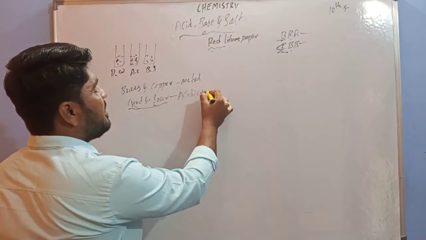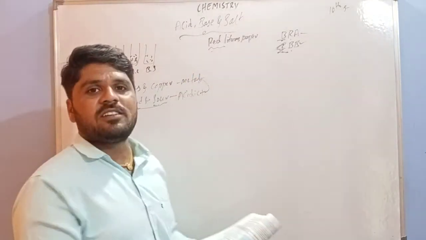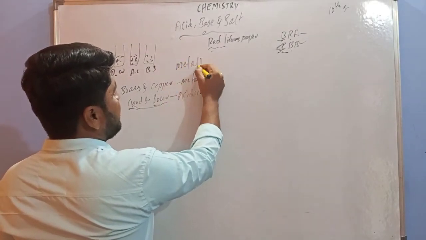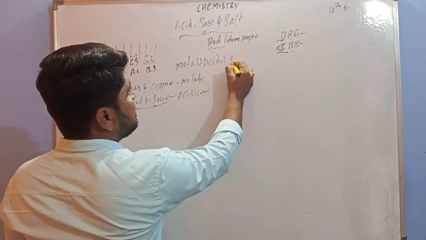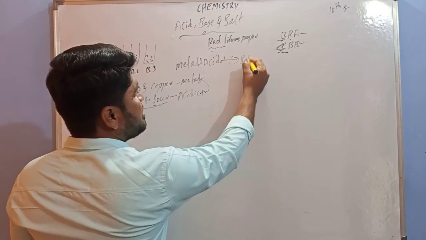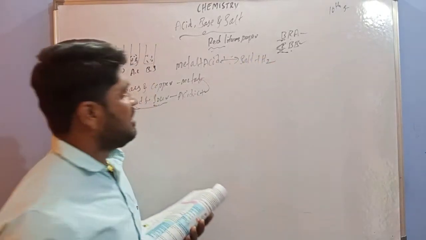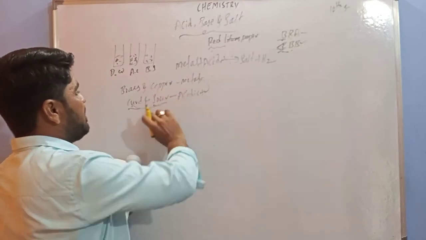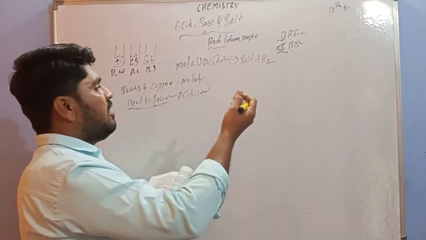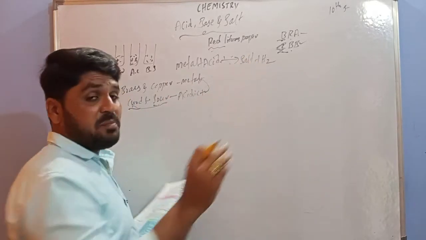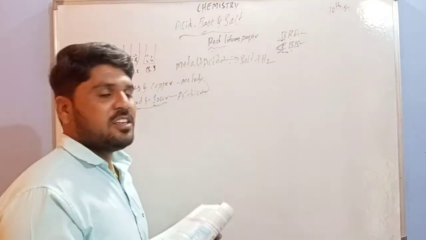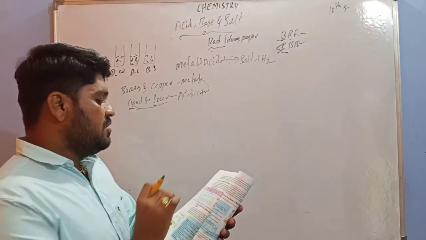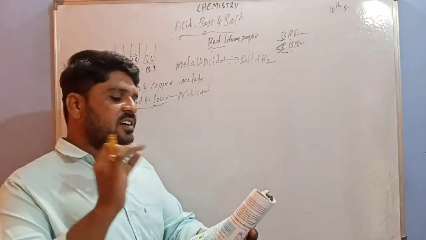When this acid reacts with a metal, it will produce a salt. See the reaction: metal reacts with acid, it produces salt and hydrogen gas. When brass and copper metals react with curd and sour substances, hydrogen is produced, and the food will be poisoned or spoiled. It also produces some poisonous gases. That's why you should not keep curd and sour substances in copper and brass vessels.